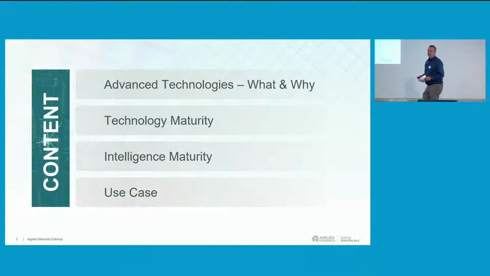What I want to talk about today a little bit is some of the technologies that we have opportunities to use, and what and why we should be using them. I want to introduce to you a couple of different models. One is called a technology maturity, and the other one an intelligence maturity. It's a way for us to identify what are the right technologies for us at any moment in time. And then I'll share with you a use case of a project that we were working on that Madhav has been directly involved with.